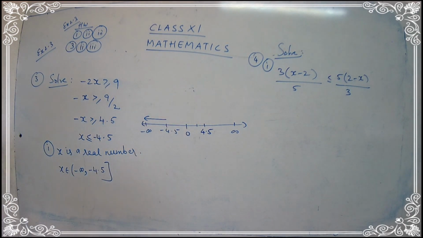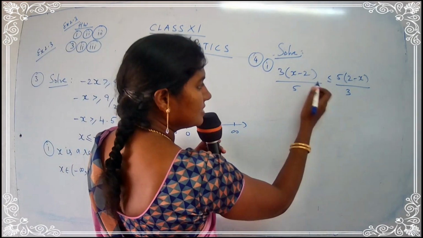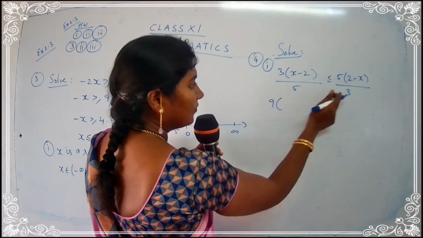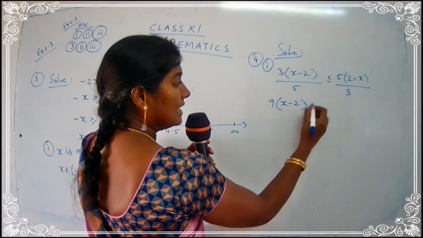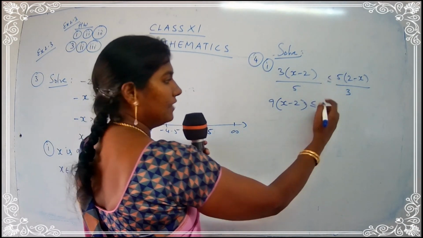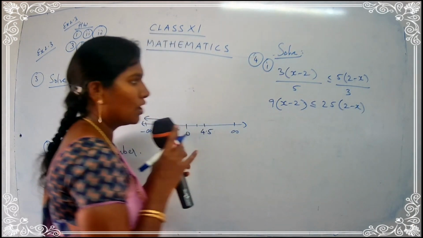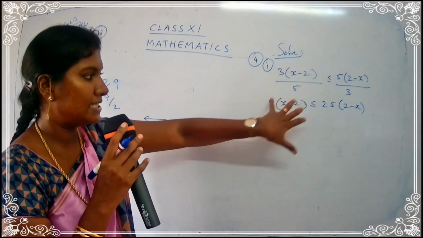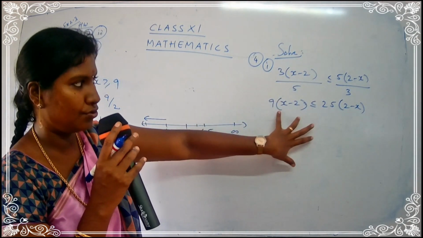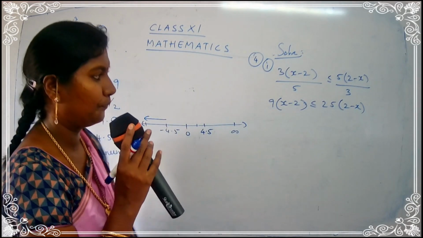Let's work out the sum. What are we going to do here? We are going to cross multiply and let's see what we get. So I am going to cross multiply this and this. This is 3 threes are 9, x minus 2, everything remains the same, less than or equal to 5 fives are 25, 2 minus x. So by cross multiplying we get 9 times x minus 2 less than or equal to 25 times 2 minus x.